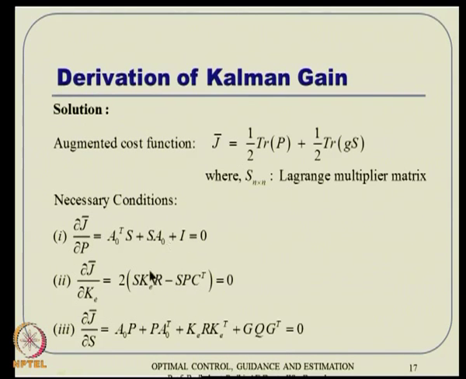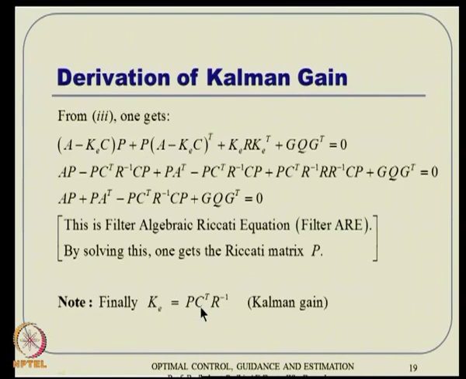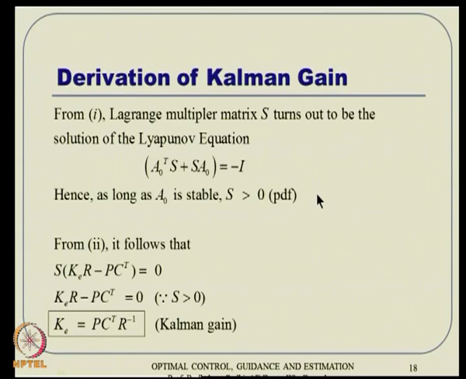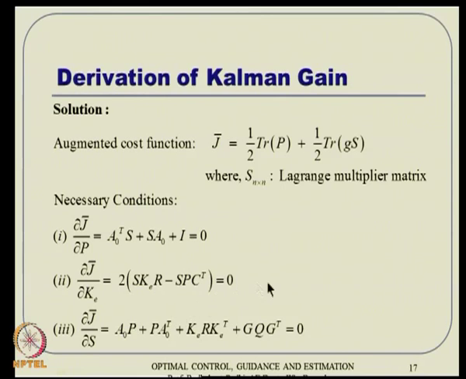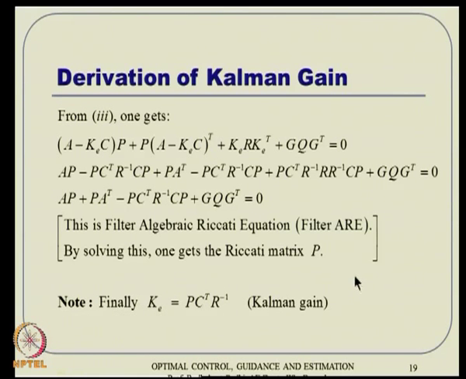So, K is nothing but P C transpose R inverse, and that is how it is. And we use equation 1 in equation 3, so from 3 you can put it that way. Now, you expand A naught as A minus K_e C, and expand all that, which is equal to 0. Then it turns out to be something like A P minus P C transpose R inverse C P, and all that, equal to 0.